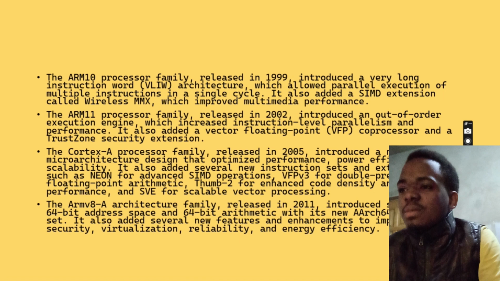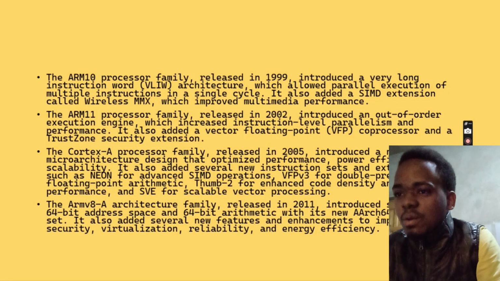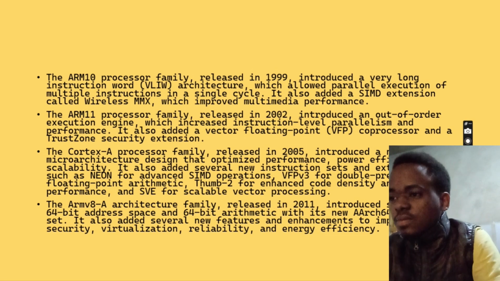The ARM11 processor family, released in 2002, introduced an out-of-order execution engine, which increased instruction level parallelism and performance. It also added a vector floating point coprocessor, termed VFP, and a TrustZone security extension.